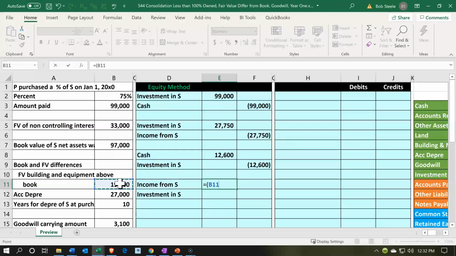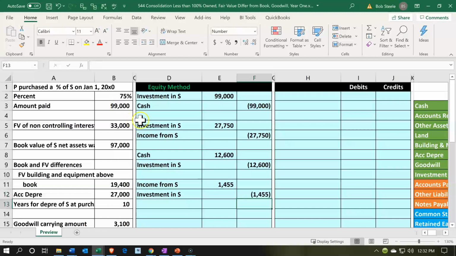So there's the 19.4 divided by 10. Don't really need brackets, but I put brackets around it. And then times our portion, 75%. So 19.4 divided by 10, depreciation per year, so that's for 1 year, this current year. And then I'm going to times it times 75%, our portion of it.